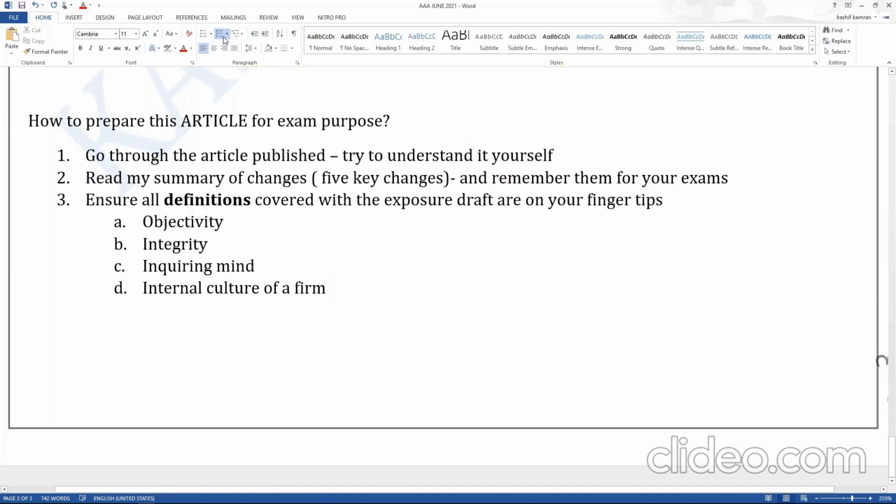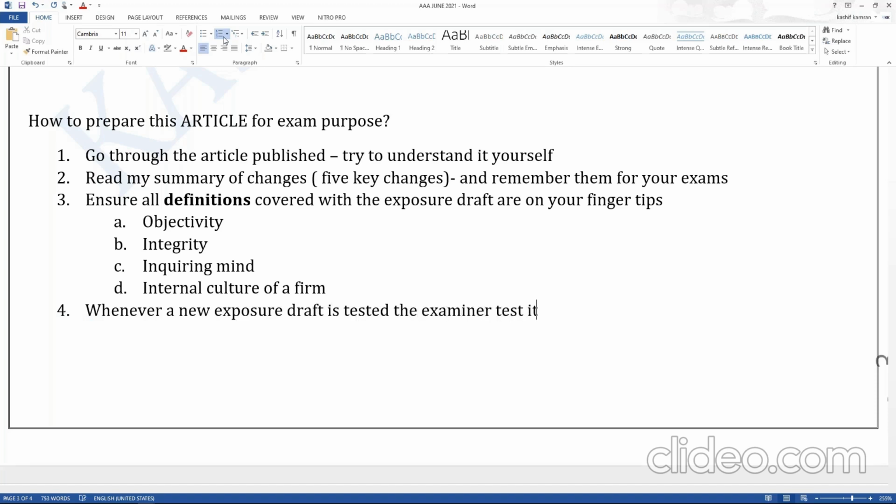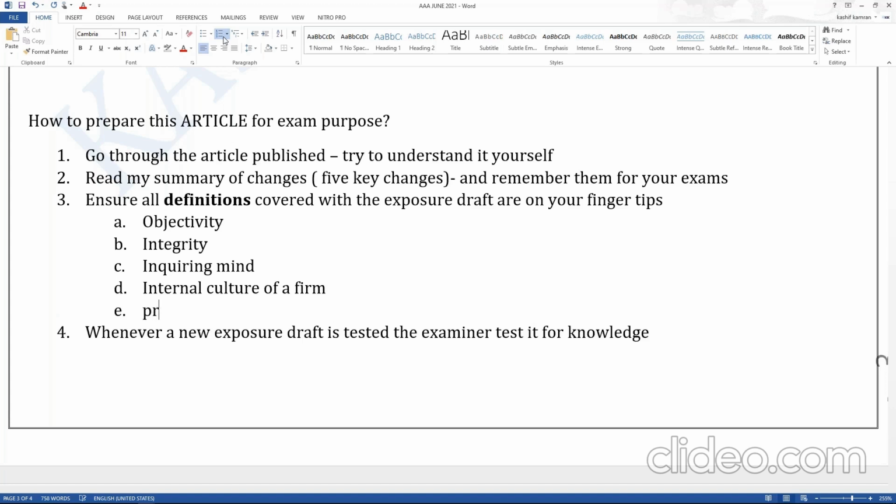So you should ensure that you covered all the definitions, and you should just read through my summary and have the changes on your mind. Now, whenever a new exposure draft is published, the examiner tests it for knowledge. So the examiner can ask you a lot of knowledge from this article. Yes, you should even know the definition of a professional accountant. What is the definition of a professional accountant?